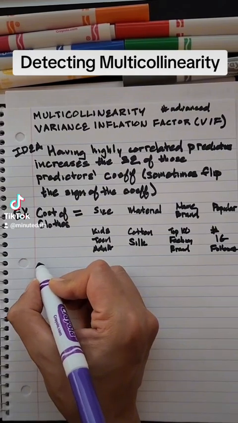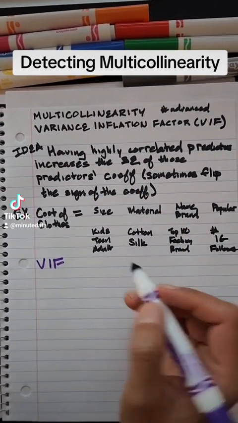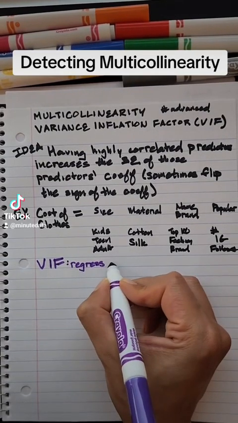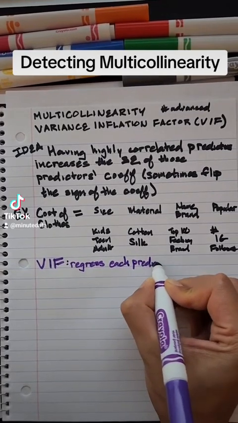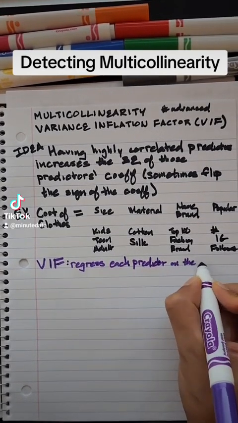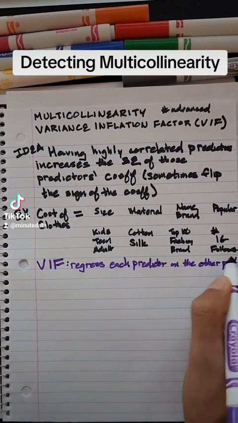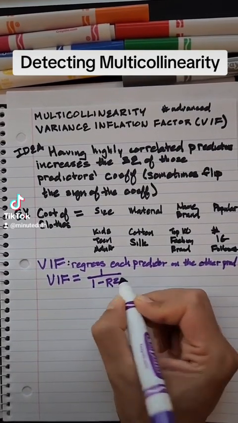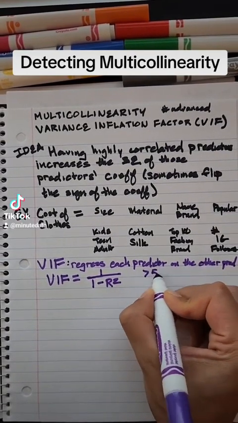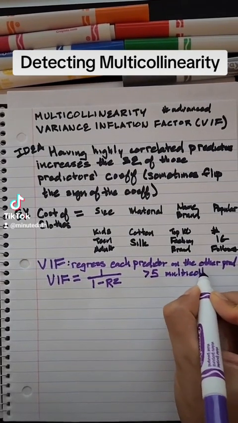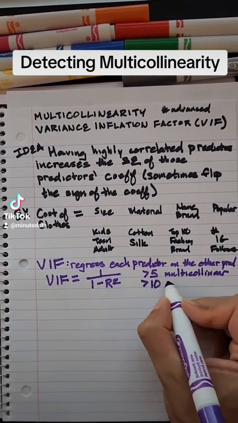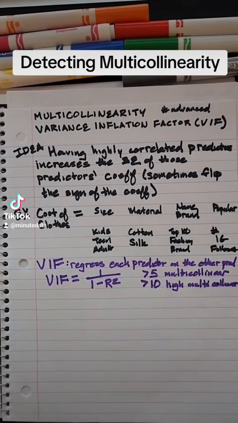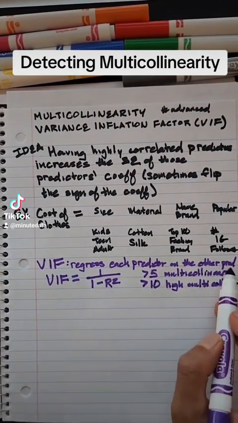So what is variance inflation factor? What is this calculation? The idea here is you're going to regress each predictor on the other predictors. The formula for variance inflation factor is 1 divided by 1 minus R squared. Anything above 5 is an indicator of multicollinearity. Anything above 10 is going to be high multicollinearity. So this calculation says regress each predictor on the other predictors.